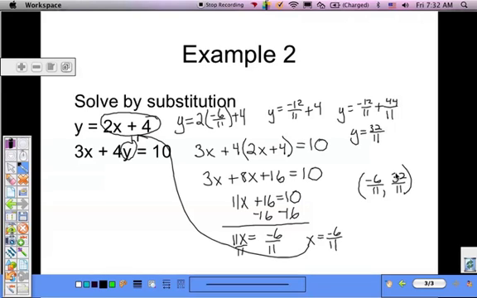Now this is one I would definitely double check. So let's take that first one and plug in those x and y values. Does 32 over 11 equal 2 times negative 6 over 11 plus 4? We can type it into our calculator and see that that holds true. And double check the second one. Does 3 times negative 6 over 11 plus 4 times 32 over 11 equal 10? Take a minute to double check that by typing it into your calculator, and let's see if it works. And it does. So we found the correct solution to this system.